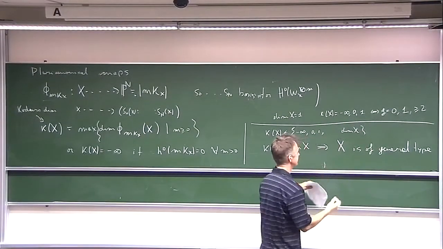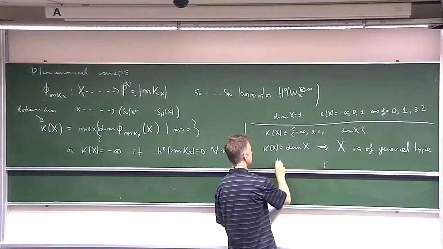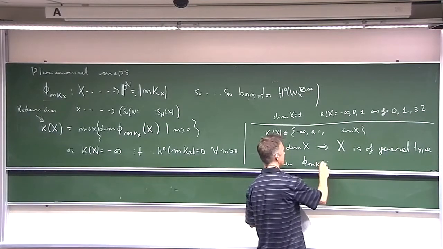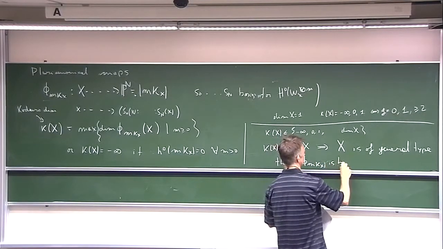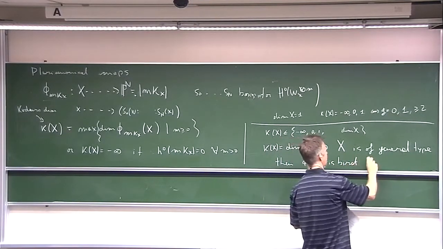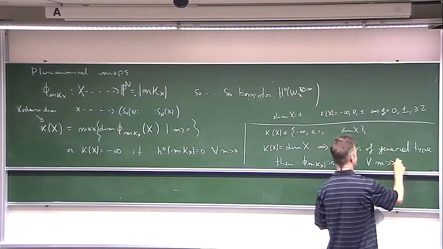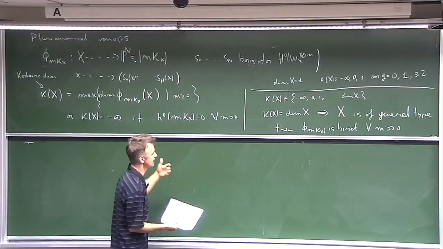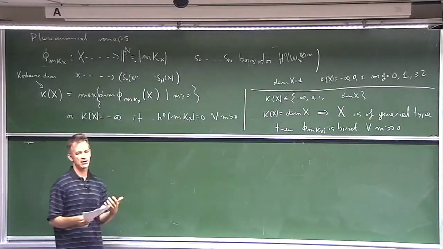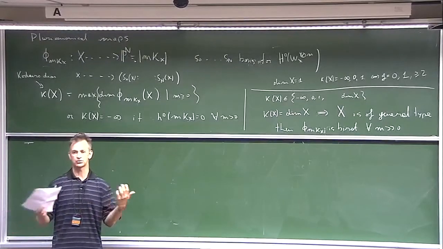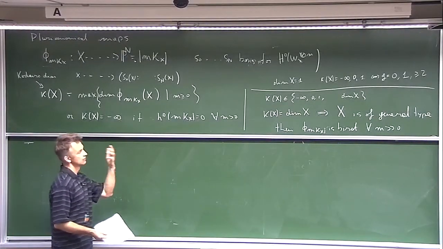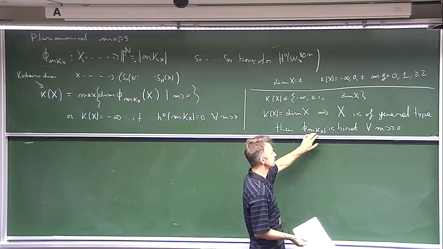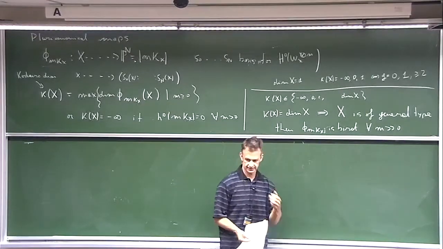In this case, it is known that if it's of general type, in fact, phi_{mK_X} is birational for every m sufficiently big. The definition only guarantees that the map has to be generically finite, that the dimension of the image has to be equal to the dimension of X. But what we're actually saying is that at a certain point, the maps become actually birational in this case.